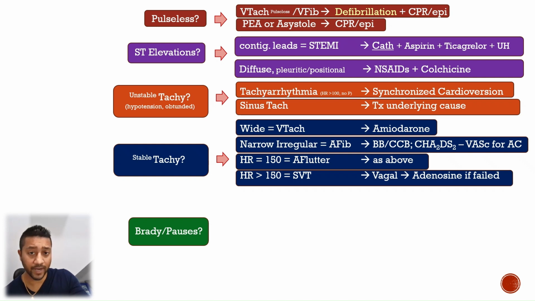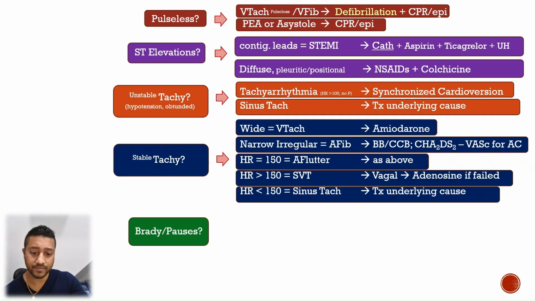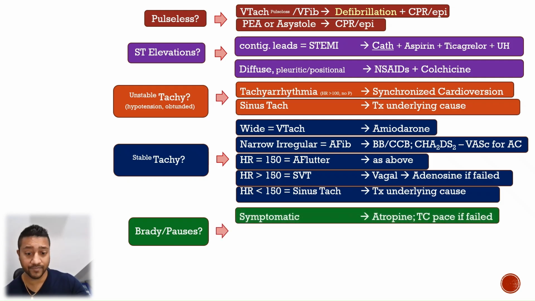If I see a heart rate greater than 150, to me that is SVT most likely until proven otherwise. And those guys, we're going to try some sort of vagal maneuver first, which usually doesn't work. And then we're going to go for adenosine if those vagal maneuvers fail. If the heart rate is less than 150, most likely that's sinus tachycardia, and those P waves are just getting buried in the T waves because it's so fast. And again, you're going to look for that underlying cause like fever or whatnot and treat that instead.